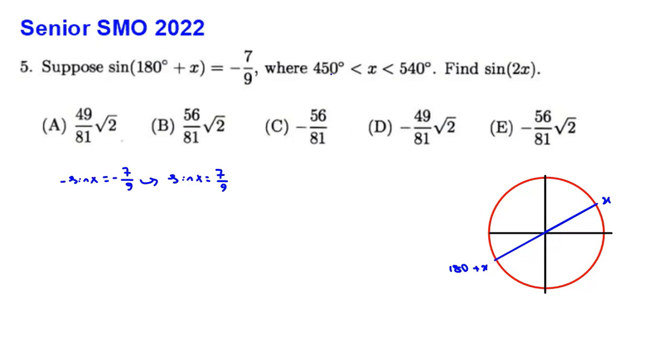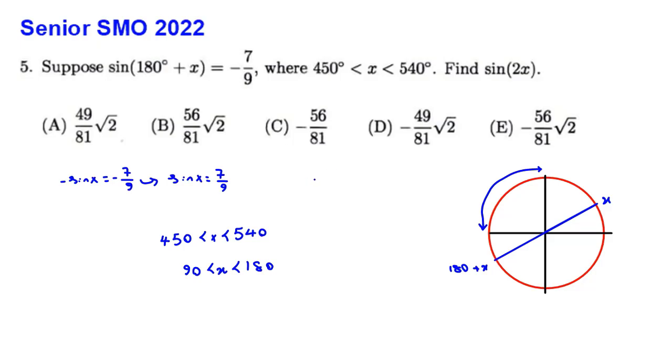Then the problem says x is from 450 to 540. We know if we subtract 360, all things will be the same. So if you subtract 360, 450 becomes 90 and 540 becomes 180. So x is in the part from 90 to 180, where sine is positive and cos is negative.